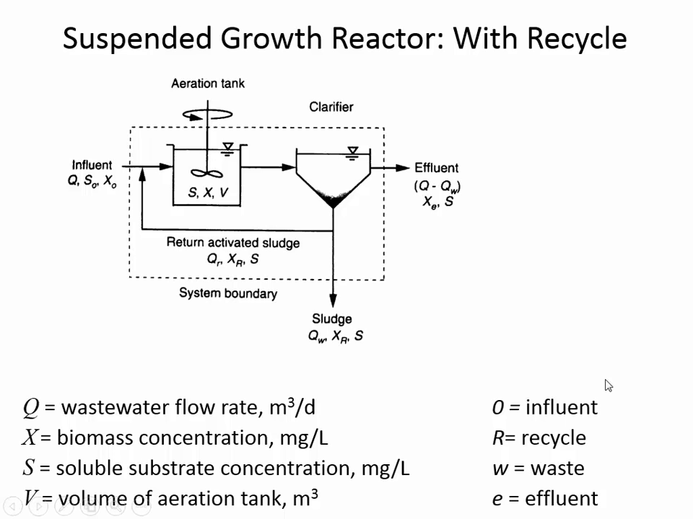Okay, so let's just take one last look at these variables before we move on. So Q is the flow rate. That's the liquid flow rate, the volumetric flow, and so it has units of cubic meters per day. X is the concentration of biomass inside of the aeration basin. Now biomass, that means there's a lot of different components to the biomass.